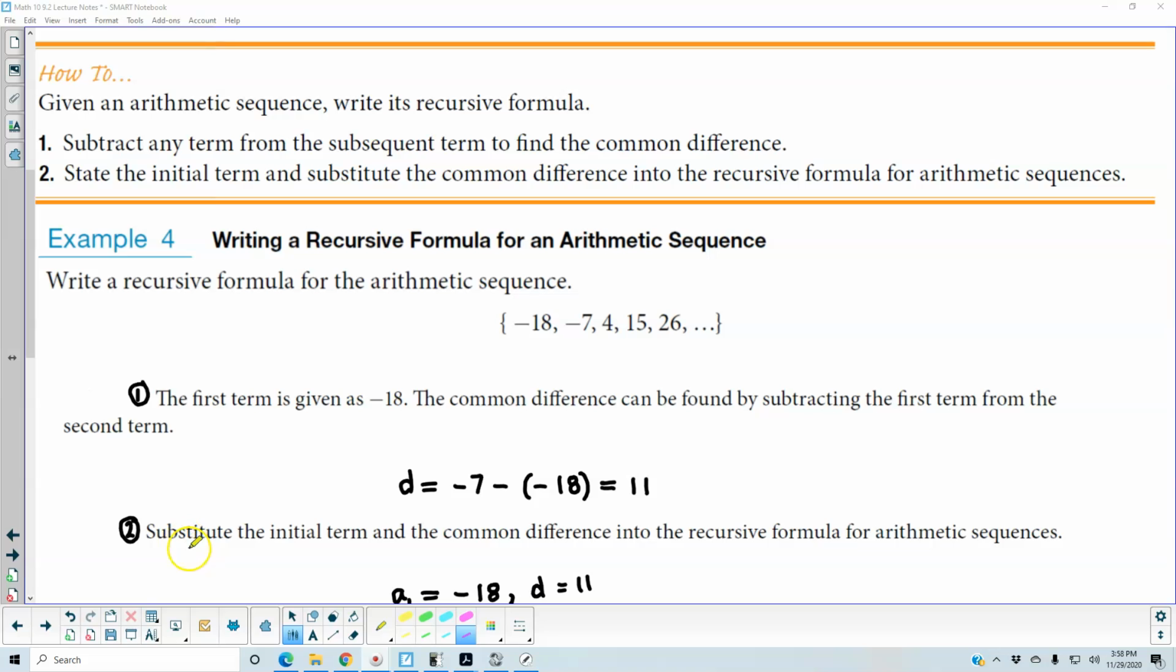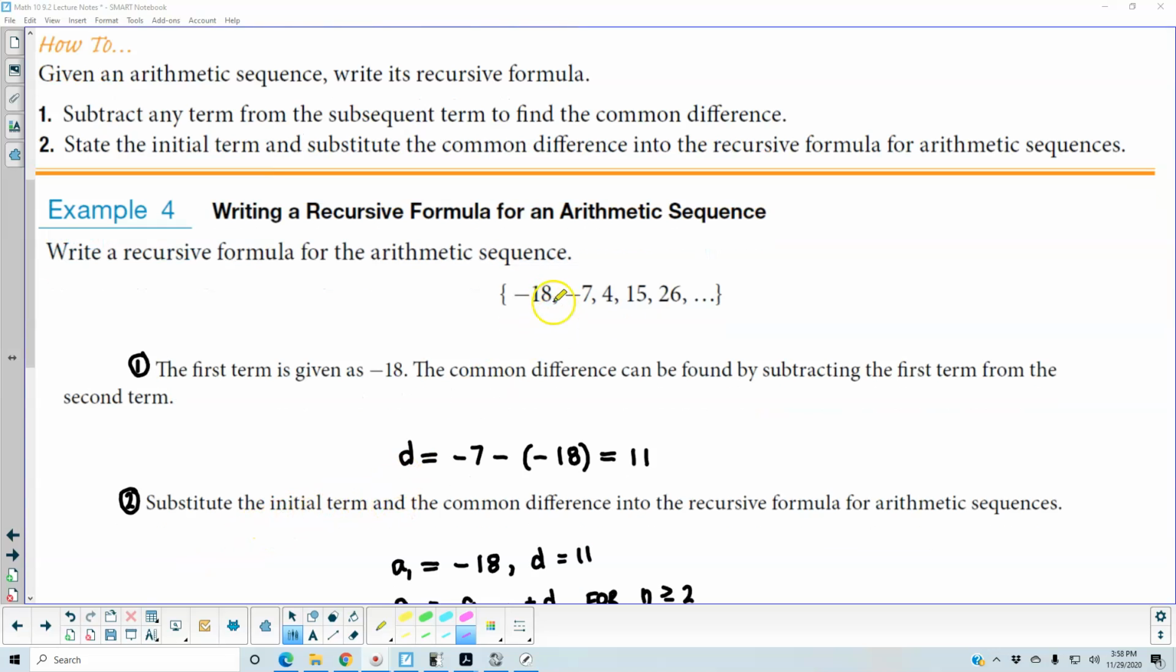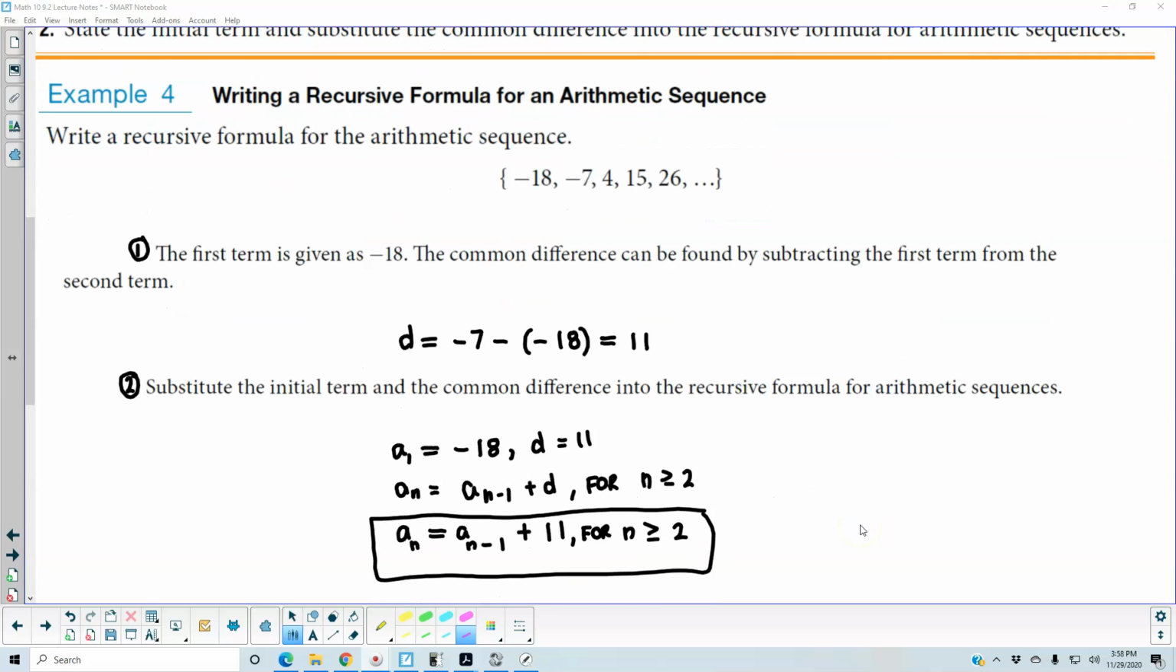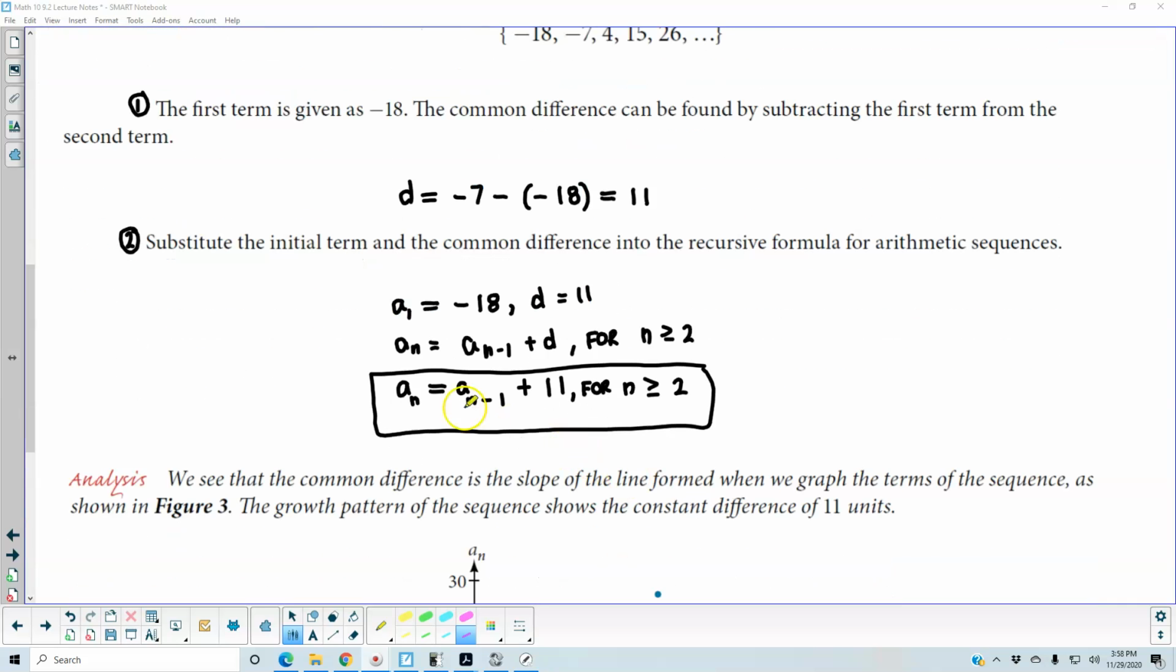Now we're going to substitute the initial term, negative 18, and the common difference, which is 11, into the recursive formula for the arithmetic sequence. Again, the recursive formula is a subscript n equals a subscript n minus 1 plus d, for n greater than or equal to 2. So we would have a subscript n equals a subscript n minus 1 plus 11 for n greater than or equal to 2. This represents our recursive formula for the arithmetic sequence according to the numbers given in our example.